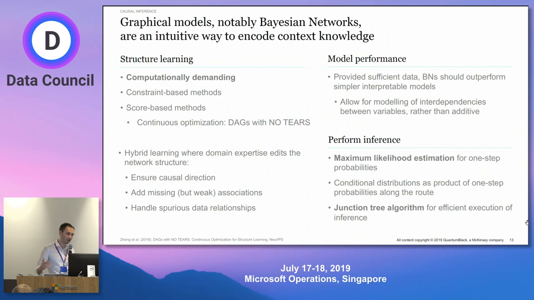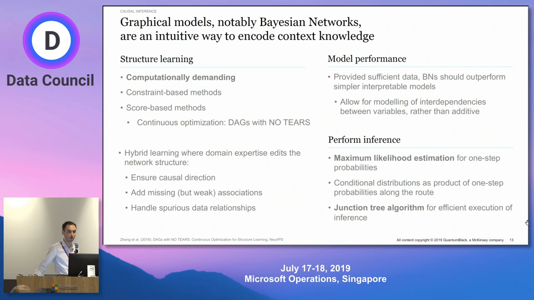And as I mentioned, this hybrid approach, where we let the model learn a structure from data to start with, get a first pass, and then an expert comes in and adjusts the edges. They say, actually, I think this link that the data found is spurious. Maybe the data that was collected was biased, and we should remove it. Or maybe I think there is a link here to be made.